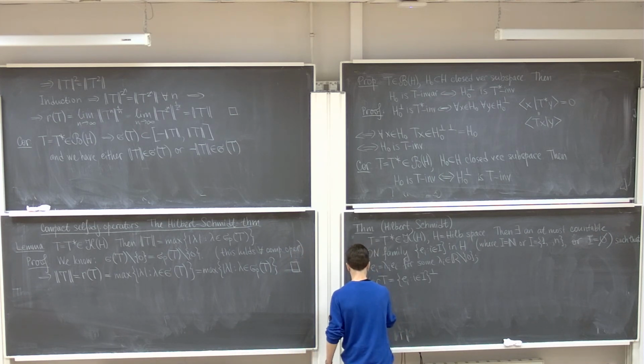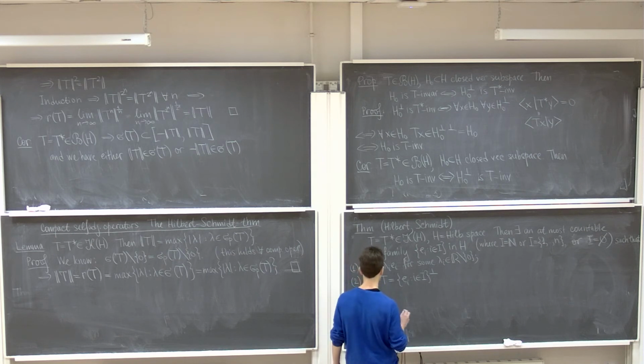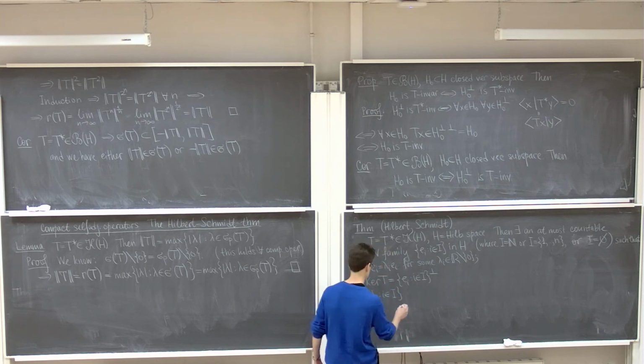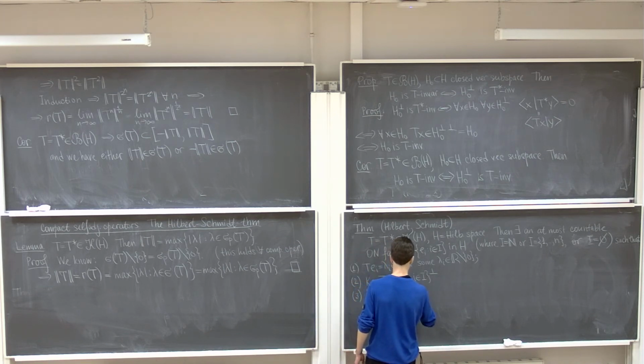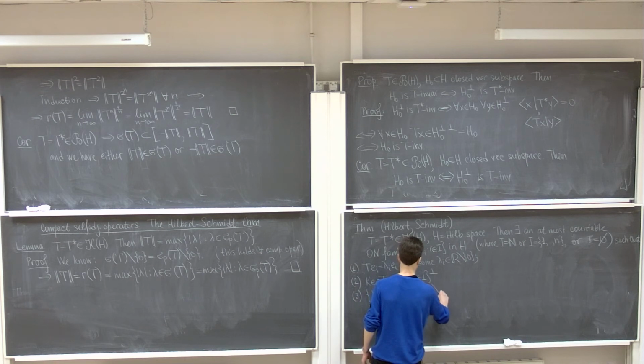Moreover, property 3: the respective eigenvalues lambda I. This set is exactly the set of all non-zero eigenvalues. So this is the point spectrum minus 0.